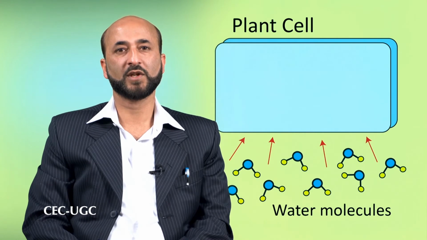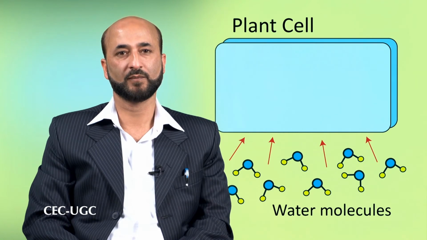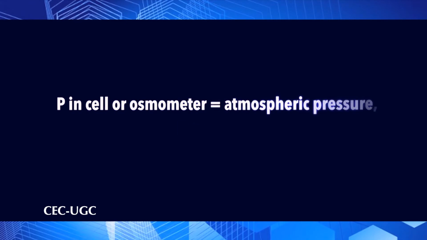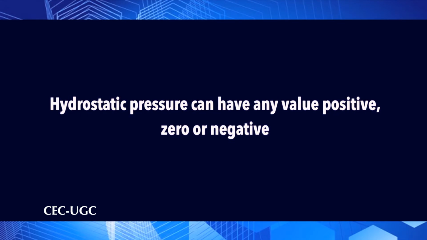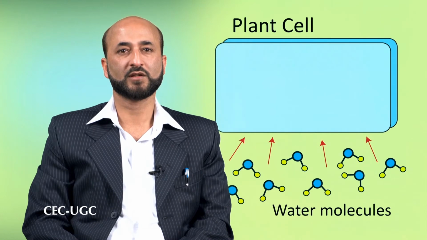The hydrostatic pressure is measured as the deviation from the ambient atmospheric pressure. That is the difference between actual pressure and atmospheric pressure. By convention, this P is equal to zero at atmospheric pressure. That is, when P in a cell or osmometer is equal to atmospheric pressure, under such circumstances, psi p is equal to zero. Hydrostatic pressure can have any value, positive, zero, or negative. Positive pressure raises the water potential while negative pressures reduce it.